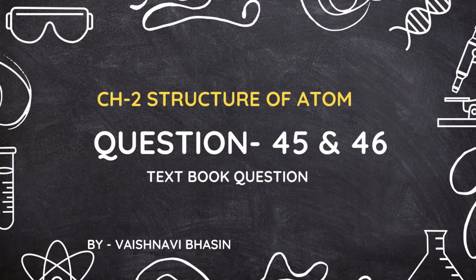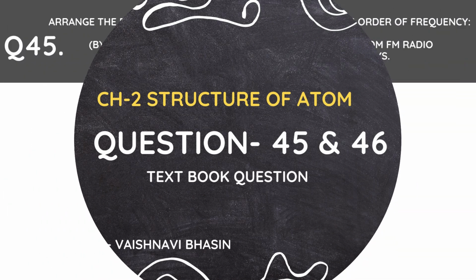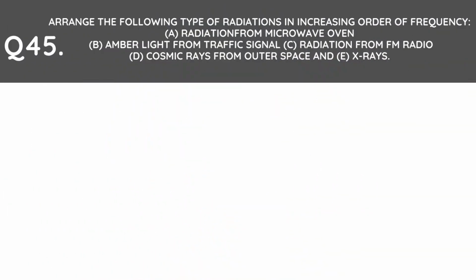In today's video, we will do the textbook question 45 and 46 of Chapter 2, Structure of Atom. So the first question is, arrange the following types of radiations in increasing order of frequency.